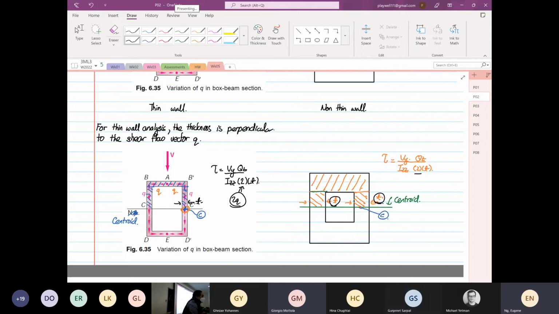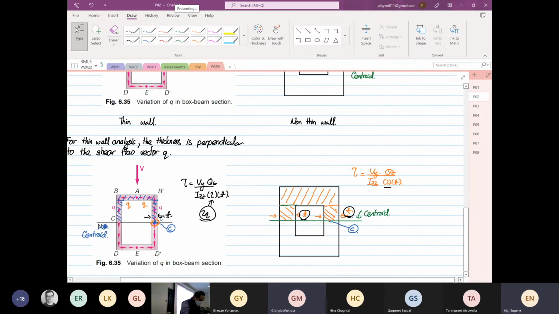Sorry. Quick question. How do we know which one is thickness? I'm just trying to wrap my head around that. So the thickness is always perpendicular to the shear flow. Okay, I will teach you an easy way to do this. So the dark line I'm drawing now is the material. Then I'm going to sketch the shear flow, Q. So the thickness is always perpendicular to the shear flow.